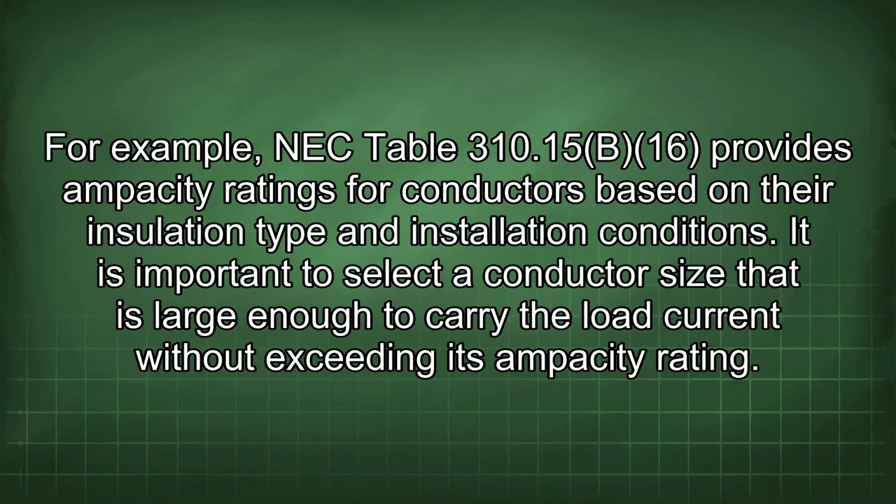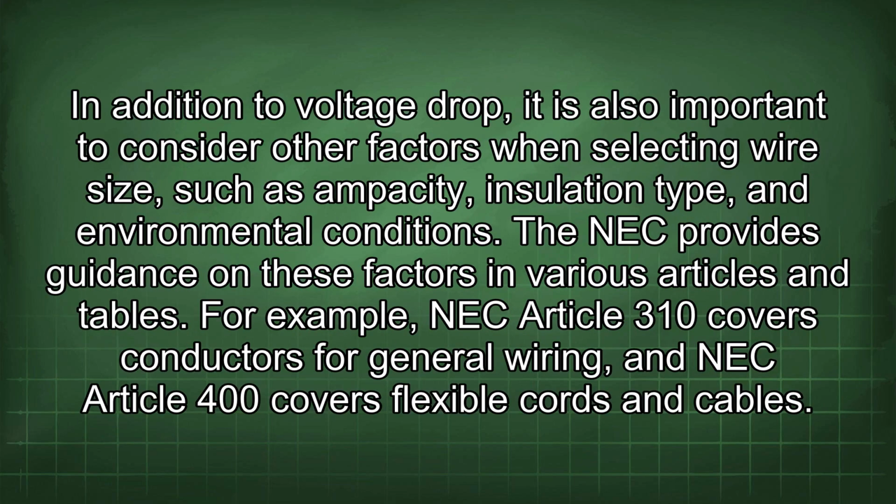In addition to voltage drop, it is also important to consider other factors when selecting wire size, such as ampacity, insulation type, and environmental conditions. The NEC provides guidance on these factors in various articles and tables. For example, NEC Article 310 covers conductors for general wiring, and NEC Article 400 covers flexible cords and cables.